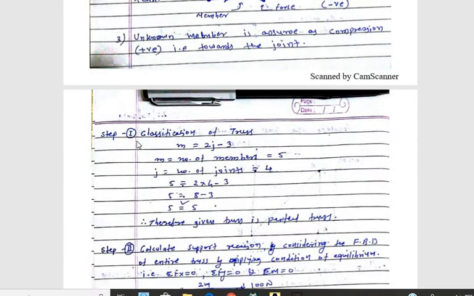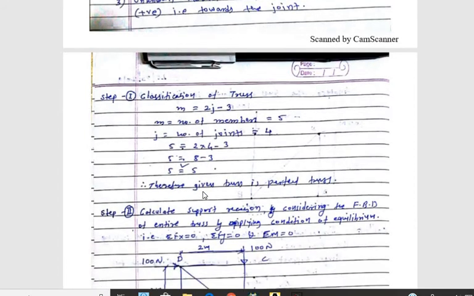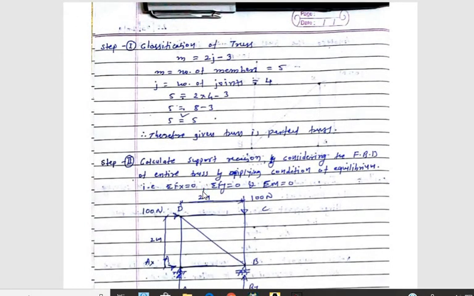First, in step number 1, we have to classify the truss. Our regular formula, m is equal to 2j minus r. Here I have directly written 3 because r is always 3 for 2 dimensions. If it is 3 dimensions, then 6 comes, but 3D is not our problem. So I have directly written 2j minus 3. M is the number of members, that is 5 members in the truss. J is the joints, 4 joints. So it becomes 5 is equal to 5. Since our equation m is equal to 2j minus r is satisfied, the given truss is a perfect truss. So step number 1 is over.